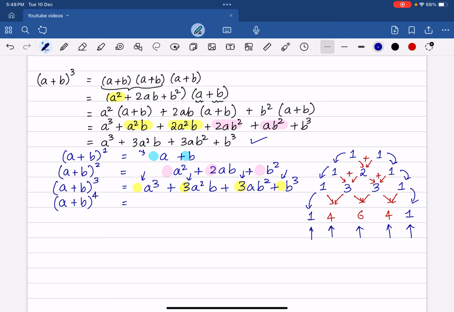So let us expand this. Since it is (a plus b) the whole raised to 4, a raised to 4 coefficient stays 1, correct? Next one, the coefficient becomes 4. For the next one, the coefficient becomes 6. For the next one, the coefficient becomes 4. And for the last one, it becomes b raised to 4, which is again coefficient 1, right?